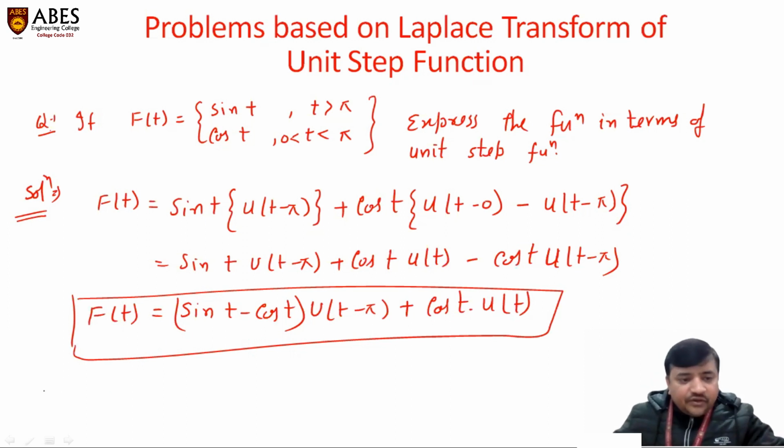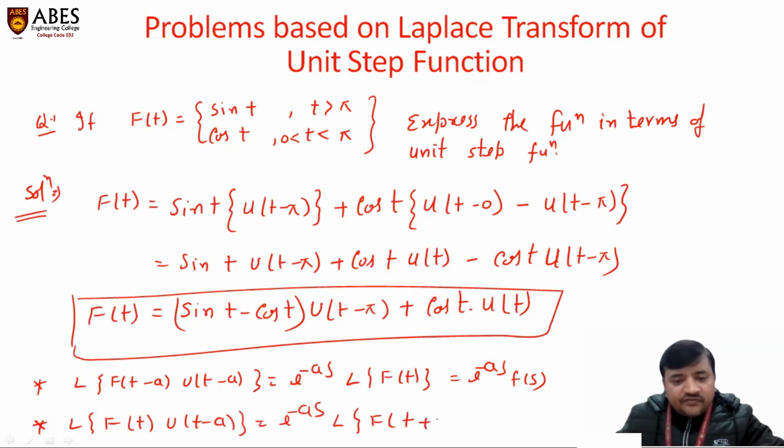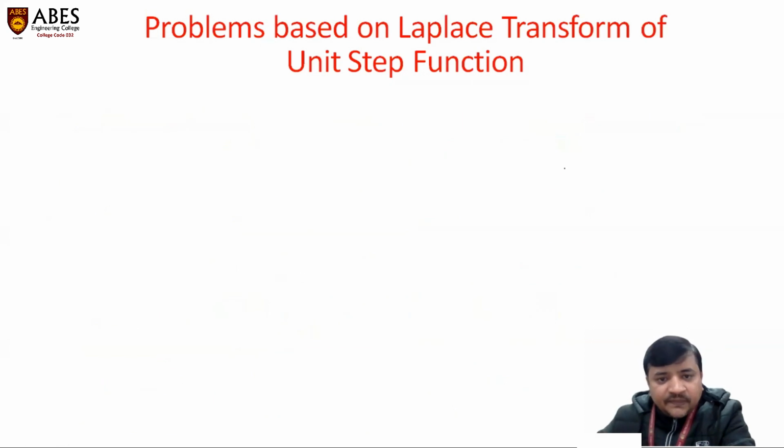In the last video, we also discussed two formulas. That is, the Laplace transform of f(t minus a) u(t minus a) is equal to e to the power minus as times the Laplace of f(t), and it may also be written as e to the power minus as into F(s). And the second formula was, if the function is not in terms of f(t minus a), it is only f(t), then the Laplace transform is given as e to the power minus as times the Laplace transform of f(t plus a). On the basis of these two formulas, we will be taking the next questions.